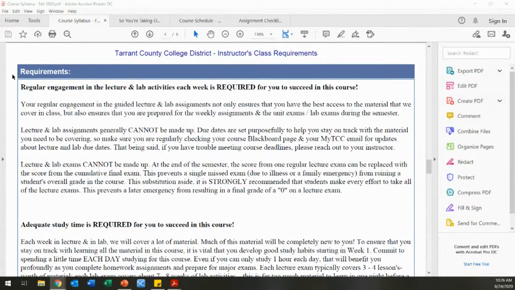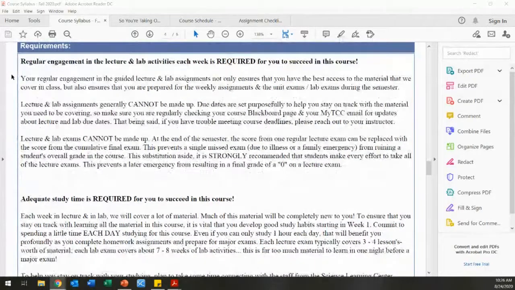So just make sure we're staying on top of things. That time management, right, that we said we were a little bit nervous about. We'll look at a calendar together to help you manage your time. But in general, we can't make things up, especially not the lecture or lab exams. Those dates are already set and they're available for you in the calendar.